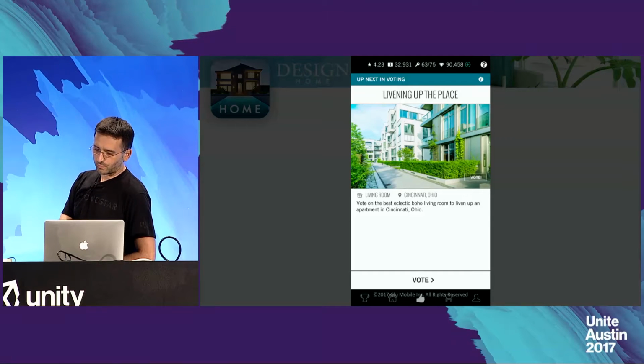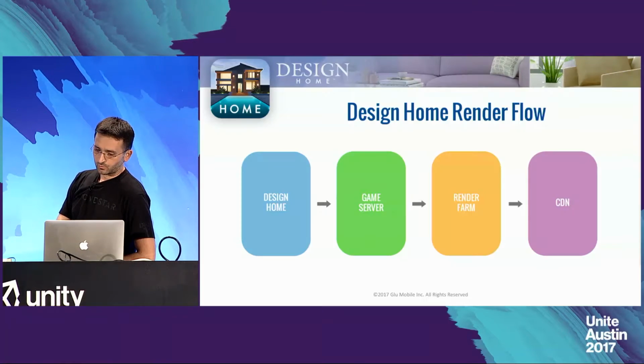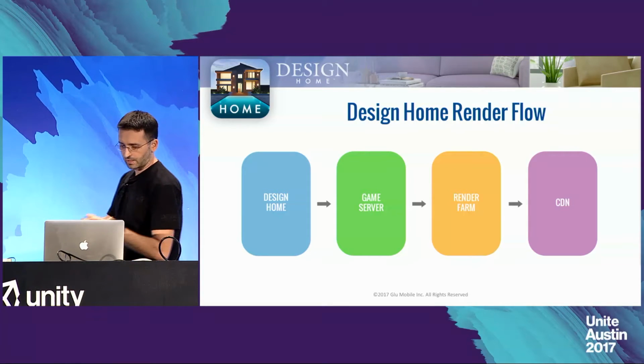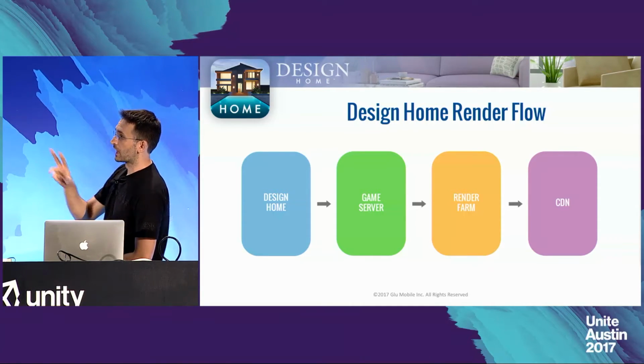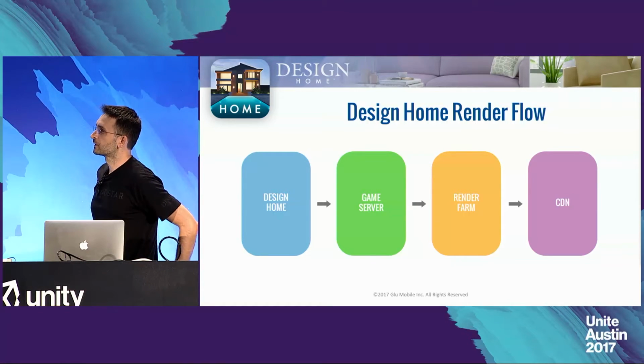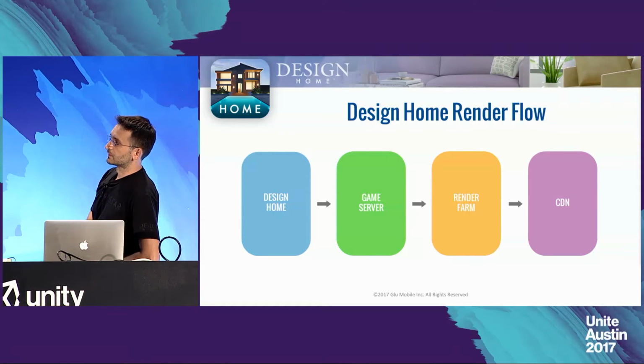So let's go into the actual render server farm. Here's a very high-level view. We have the blue client, which is the game, the app. When you submit your design, it sends that request to the game server. It records your design in your history, your player record. It then generates a URL that goes through it.